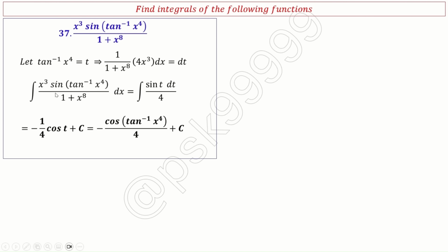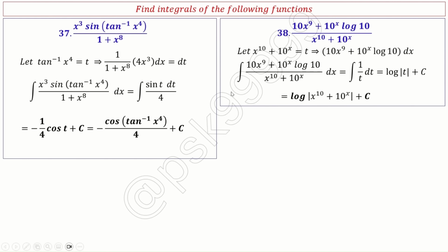So this is as good as x cube sine of tan inverse of x power 4 by 1 plus x power 8 is nothing but sine t by 4 dt. So sine t dt divided by 4, which is nothing but minus 1 by 4 cos t, that is minus cos of tan inverse of x to the power of 4 by 4 plus constant.